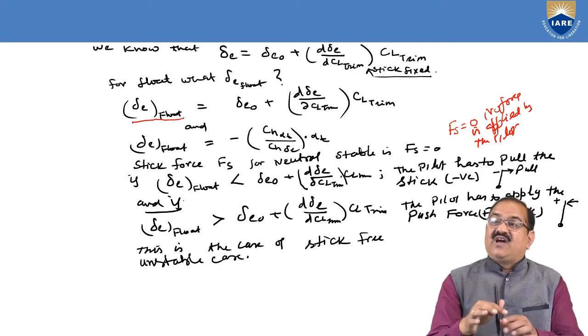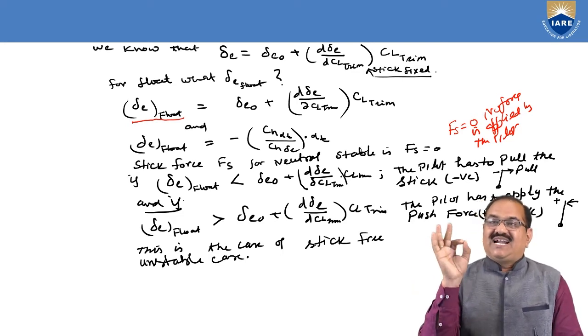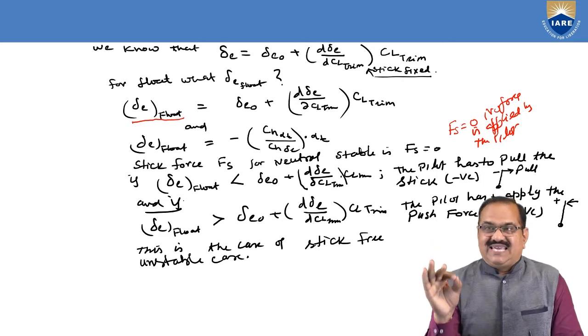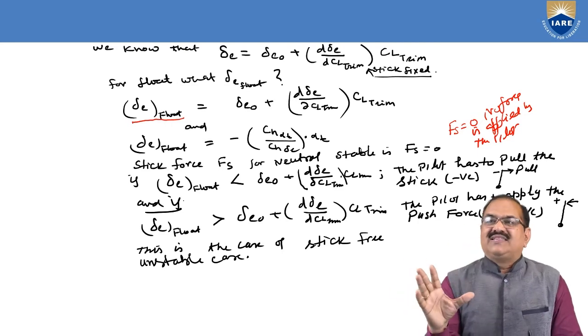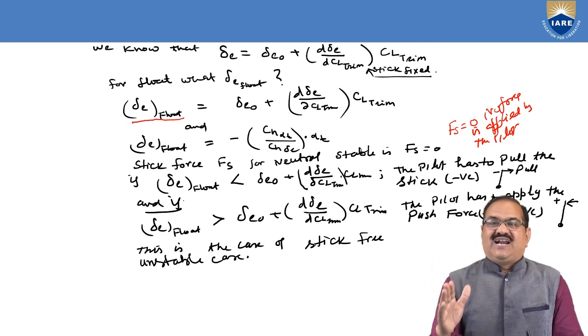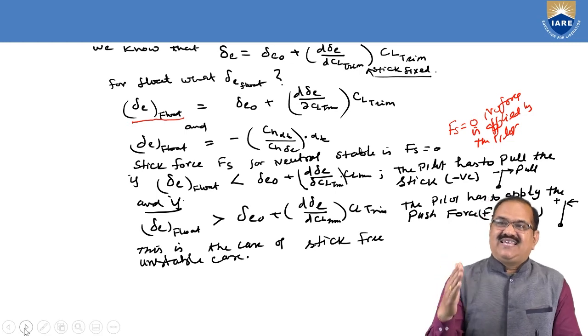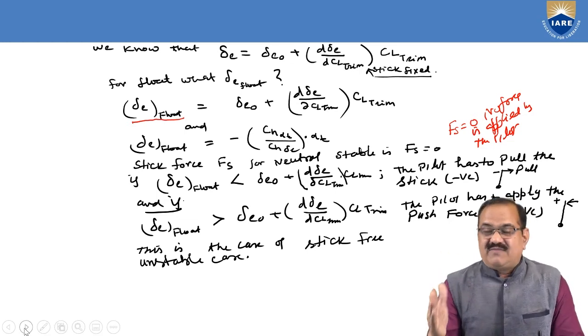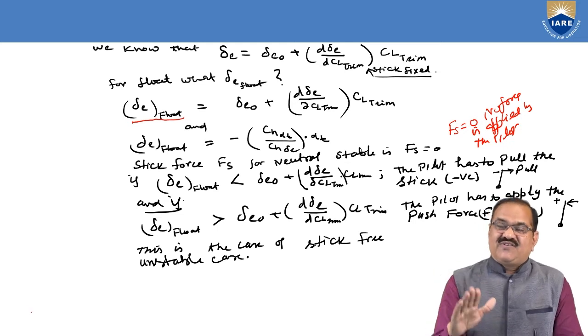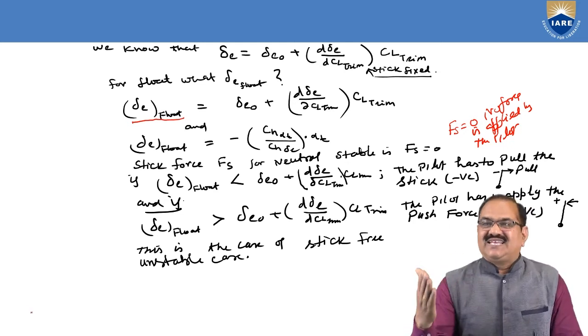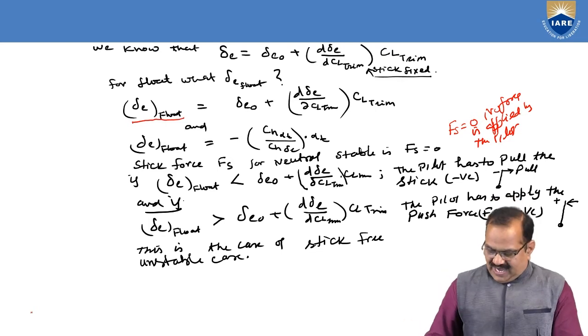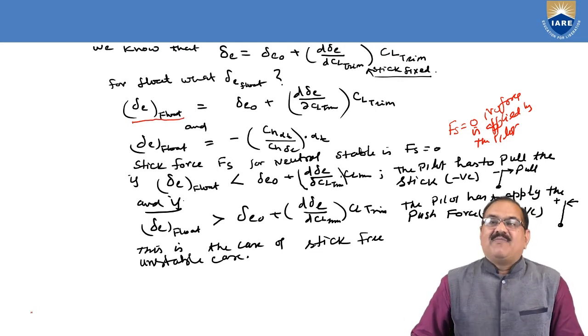But if Fs is equal to 0, it means delta E float is equal to delta E naught plus d delta E by d CL trim, then there will not be any force. If delta E float is less than that, it is a pull force, and if the float is greater than this, it will be a push force. So we can understand that there is a force applied by the pilot if delta E float is not equal to delta E naught plus d delta E by d CL trim.